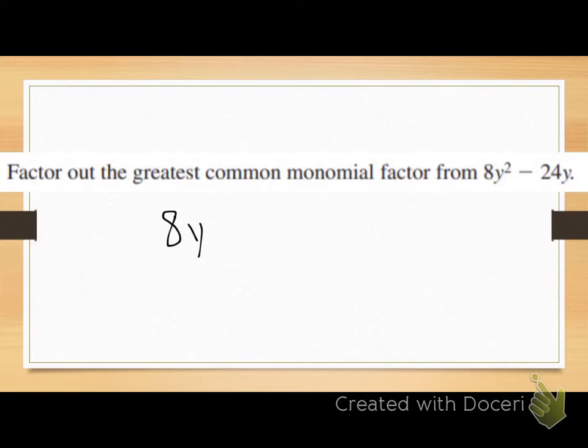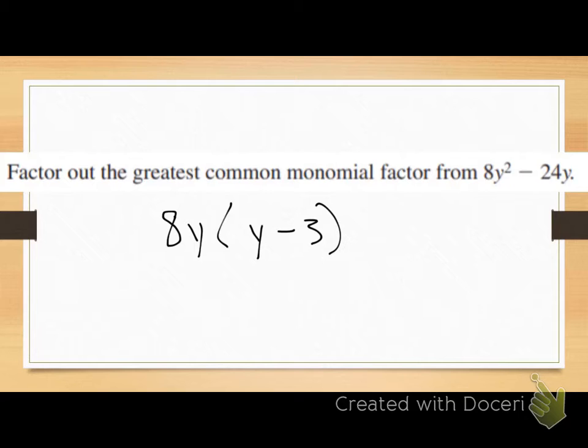Everyone good with that so far? Once again, thinking about distributive property. 8y times what would give me 8y squared? Y. Still thinking about distributive property. 8y times what would give me negative 24y? What is it? Negative 3.